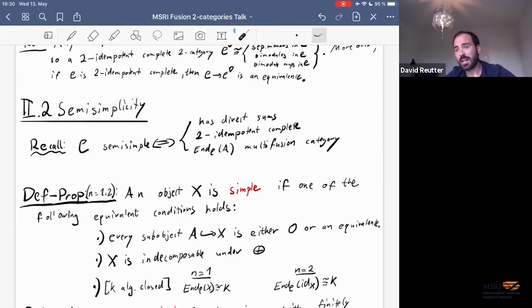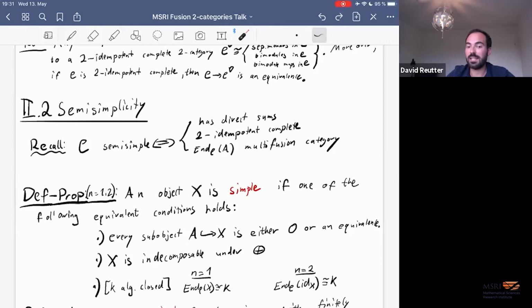So in one categorical sense, I can require this map just to be a monomorphism. In this 2-categorical sense, I require this map to be fully faithful, in the sense that if I hom into it, it will induce a fully faithful map between categories. The second definition is that X is just indecomposable under direct sum. And presumably the easiest definition, if we are over an algebraically closed field, which we are here, is saying, well, in the 1-categorical case, that the endomorphisms of a simple object are just the ground field.